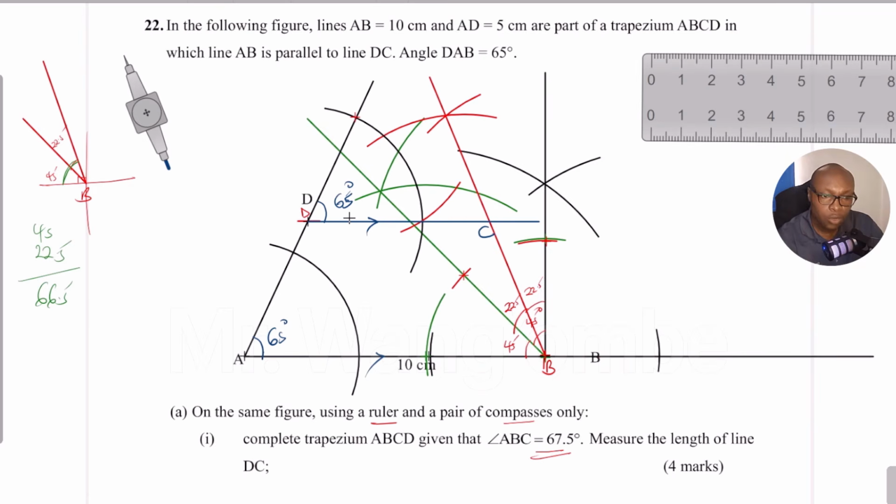So that is just one of the ways. There are several other ways you can use to construct a parallel line. That is the easier one. For me, I will recommend that, or any other that you find convenient.